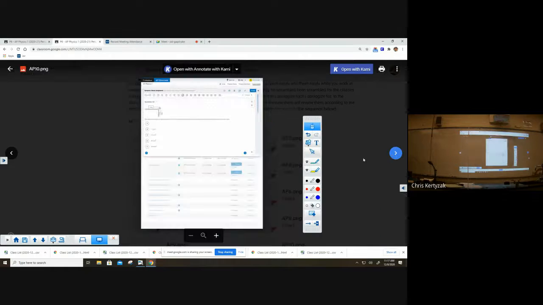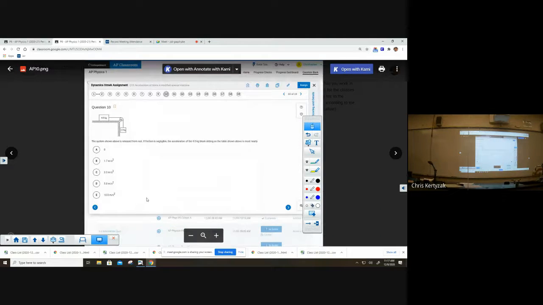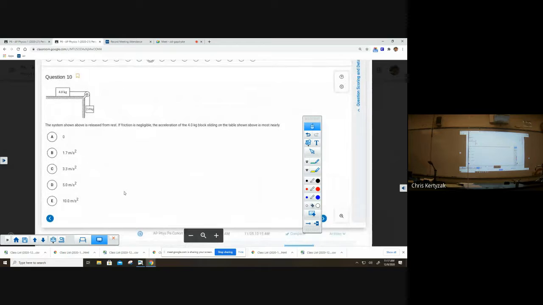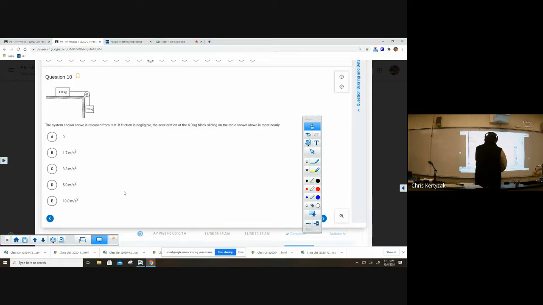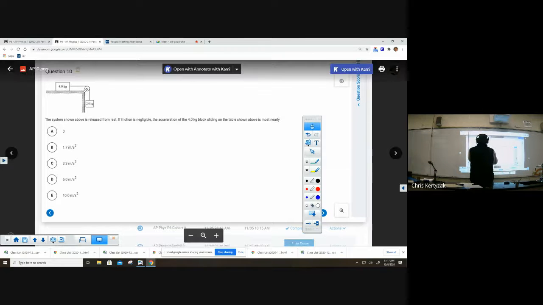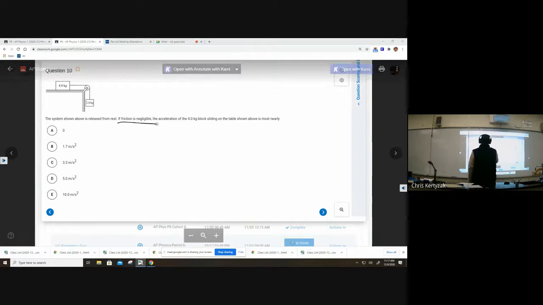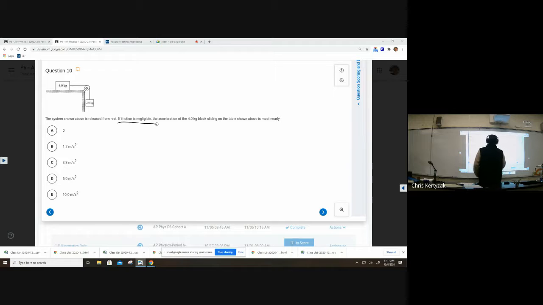I'm getting there. The system shown above, oh, that's the modified Atwood machine. Released from rest. Friction is negligible. Good, they don't have to worry about the friction. Acceleration of the 4 kilogram block sliding on the table. They want to know the acceleration of the 4 kilogram block, which is also the acceleration of this, because it's a system that's tied together. They all have the same acceleration, right?